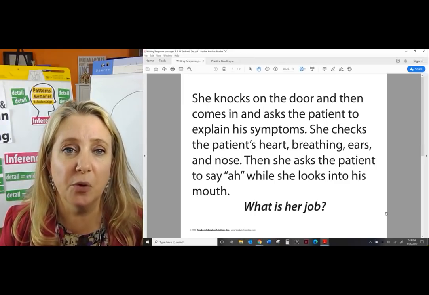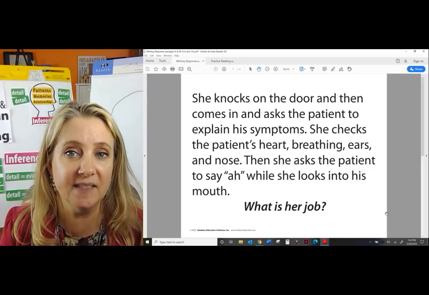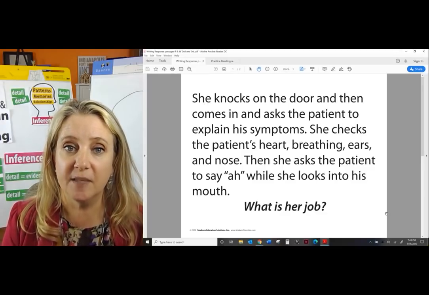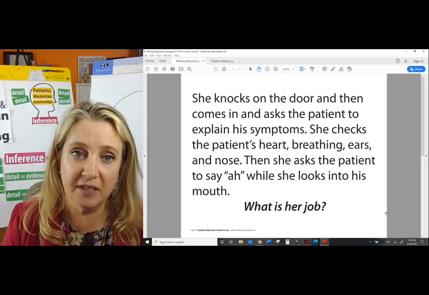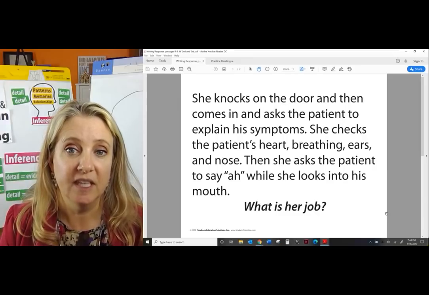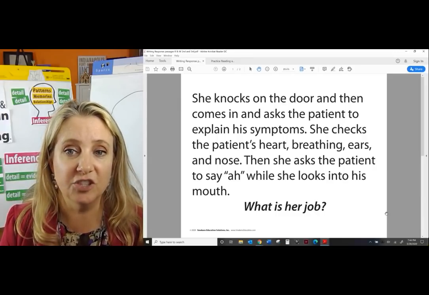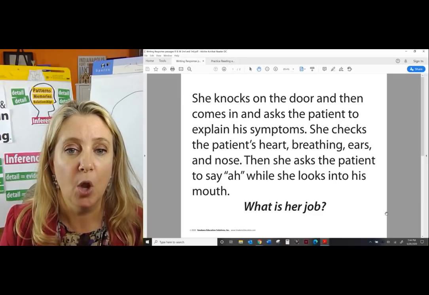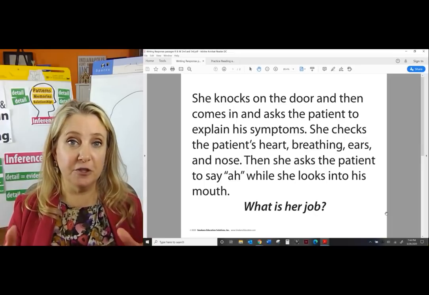She knocks on the door and then comes in and asks the patient to explain his symptoms. She checks the patient's heart, breathing, ears, and nose. Then she asks the patient to say, "Ah," while she looks into his mouth. What is her job?